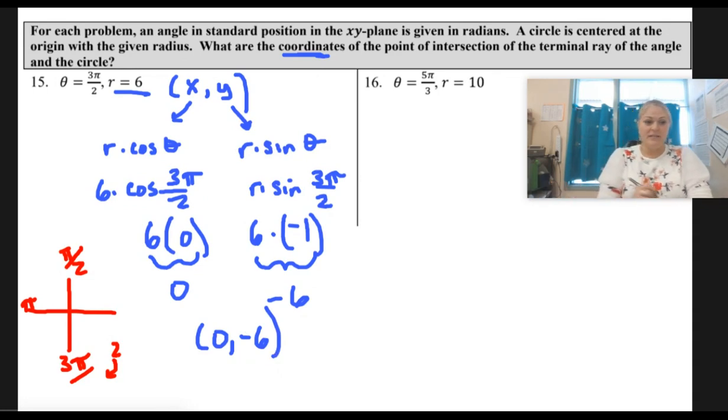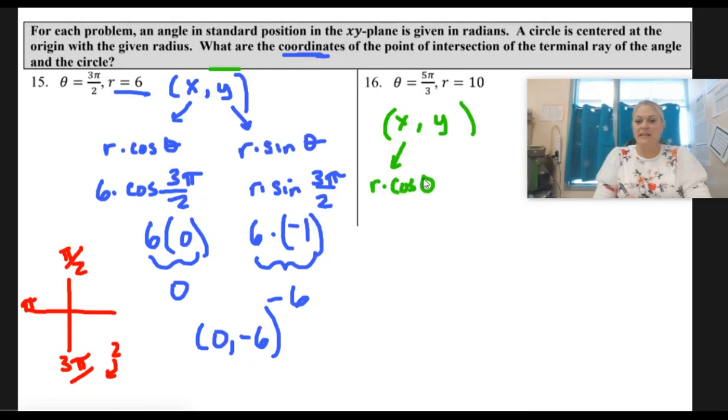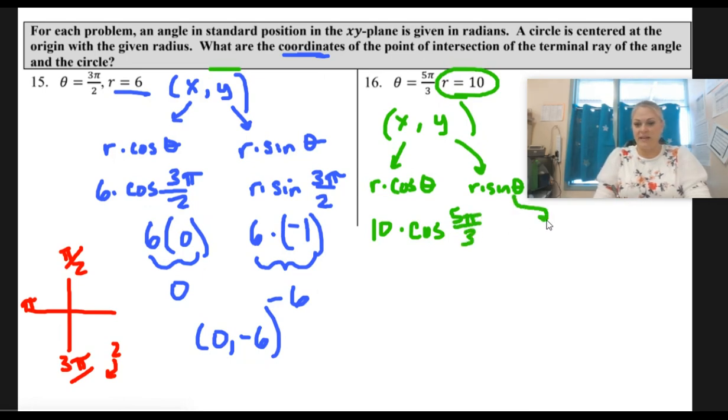For the second one, same idea, same principles, same formulas. You're going to have x and y, because it needs the coordinates. The x value is r times cosine theta. The y value is r times sine theta. My radius is 10, and my theta is 5 pi thirds. So 10 times cosine 5 thirds pi, and 10 times sine 5 thirds pi. Again, draw it out, whatever helps you the best.